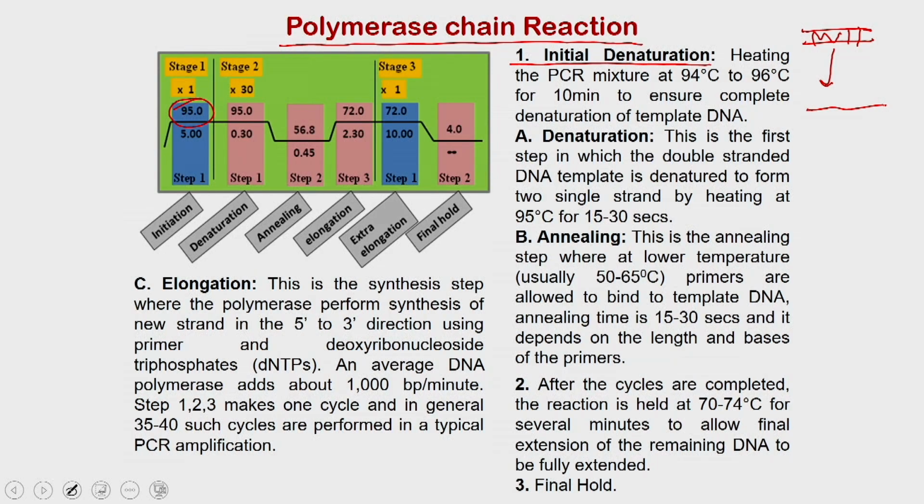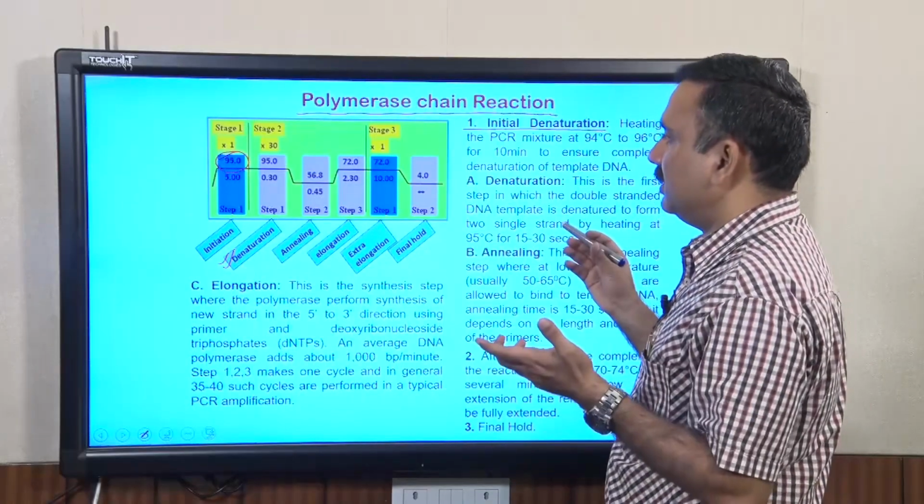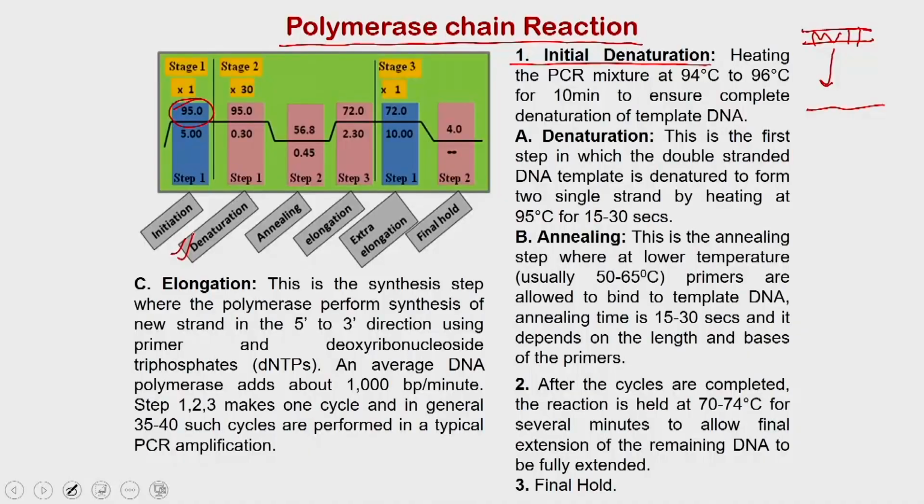Okay. So, now your single stranded template is going to be ready. The initial denaturation that you are using is going to destroy the double helical structure of the complete DNA. The second one is when you do the cyclic reactions. In the denaturation of the cycle, the double stranded DNA is going to be denatured to form two single stranded DNA by heating the enzyme for 15 to 30 seconds.